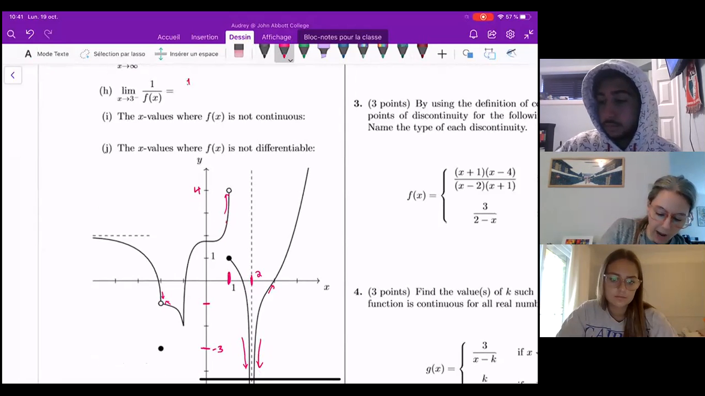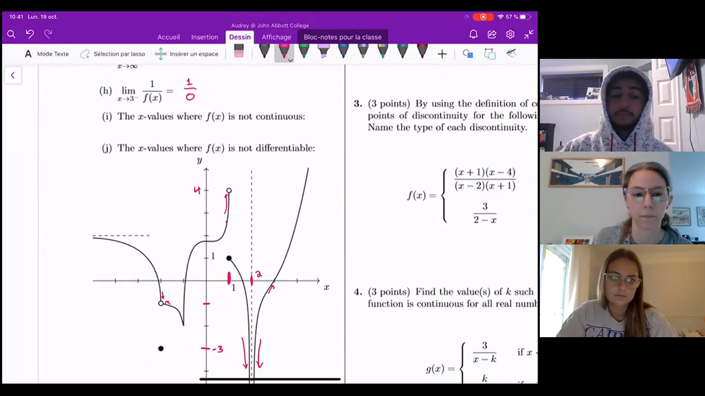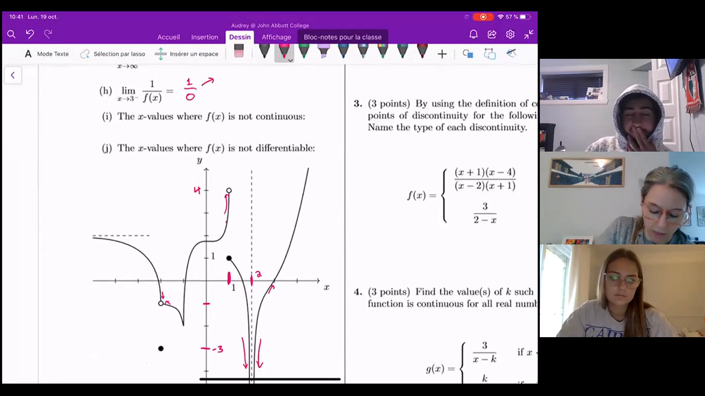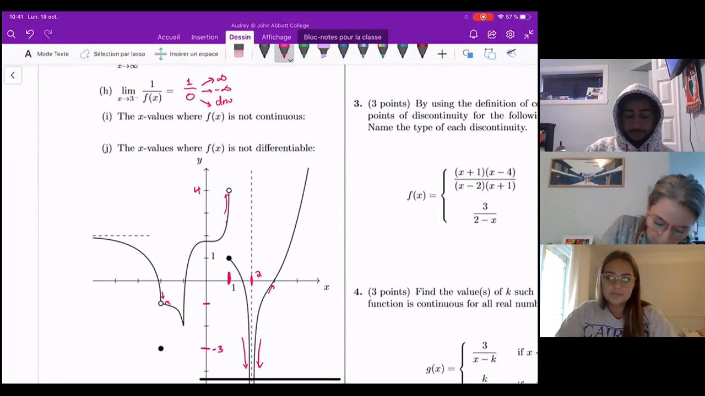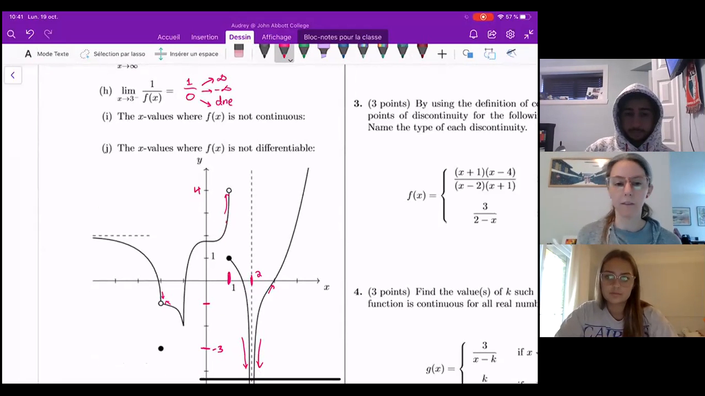So if I were to plug in, I would get 1 over 0. But what does 1 over 0 mean? What are the possible values it could be? Infinity. Is that the only thing? It could be infinity or negative infinity or does not exist. Good job. Can I get rid of the possibility of does not exist here?